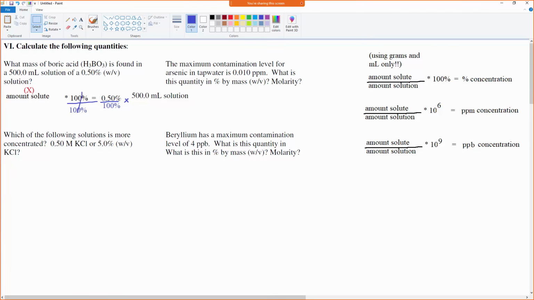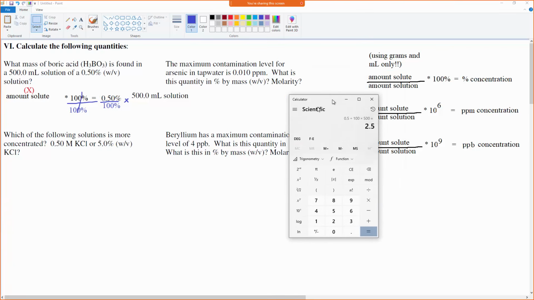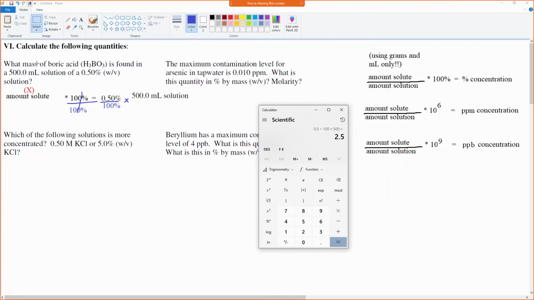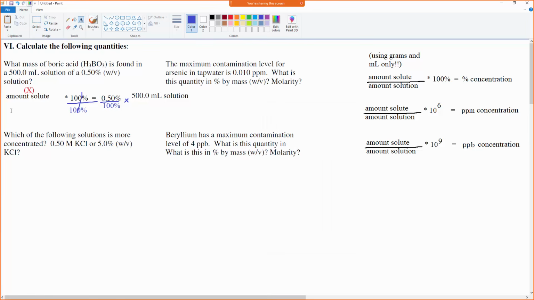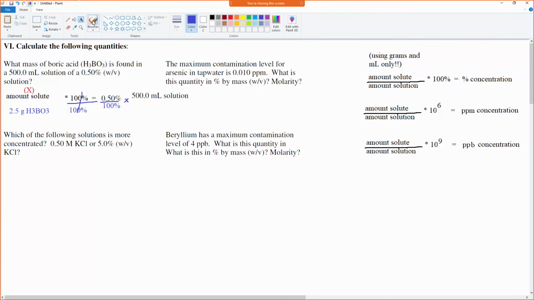And what I'm left with is 0.5 divided by 100 times 500 gives me 2.5. And again, this is either in grams or milliliters. So they're asking for mass, so I'm just going to report that in grams. That actually makes more sense because that's typically a solid. 2.5 grams, H3BO3. Does this make sense to y'all?